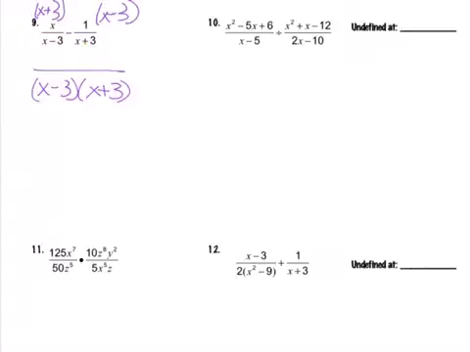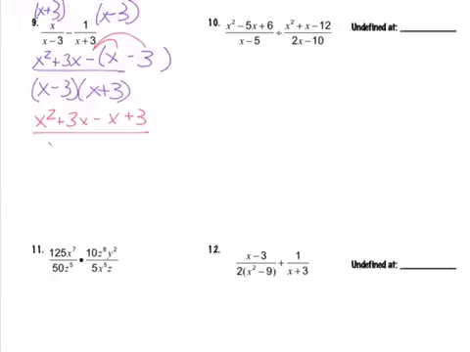So when I multiply, I would get x squared plus 3x, minus, and I want to put this in parentheses because that negative is taken to both of them. 1 times x minus 3 is just x minus 3. Now our next step is pretty easy, but you just have to remember to do it. You're just going to distribute that negative. So I have x squared plus 3x minus x plus 3 all over x minus 3 and x plus 3.